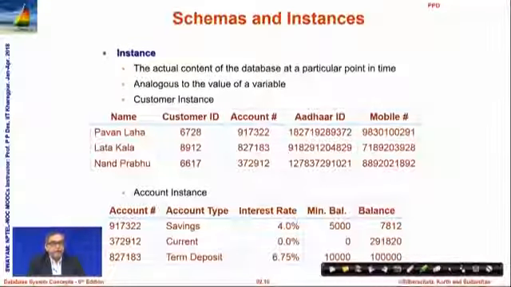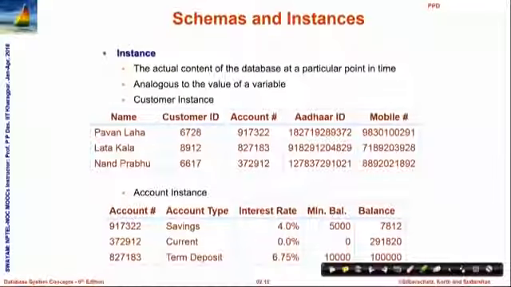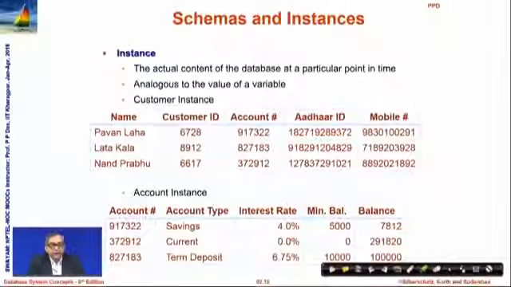Certainly when we do operations on the database, very regularly new records will get added, some records might get deleted from this instance, and fields of certain records may keep on changing. For example, in an accounts instance, whenever a transaction is done, the account balance will get changed. Maybe at a certain time the bank might decide to change the interest rate for a certain type of account, then the interest rate field will get changed. New customers may come into the customer instance, and so on.